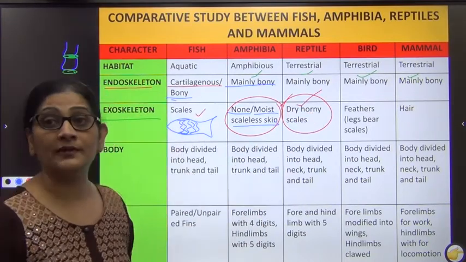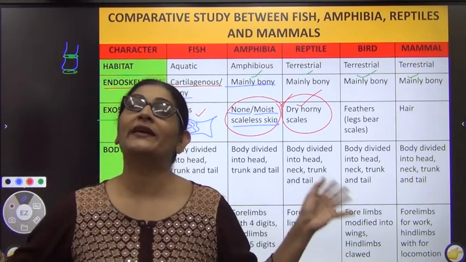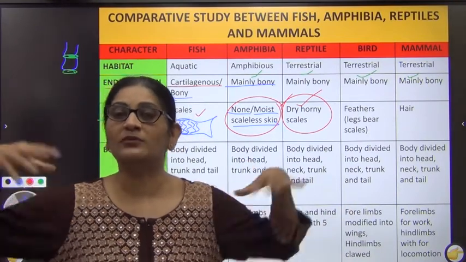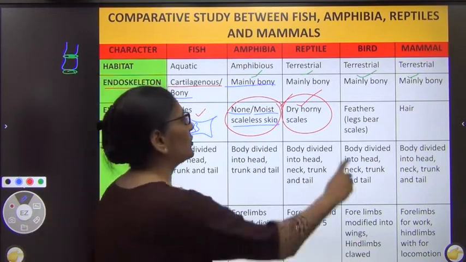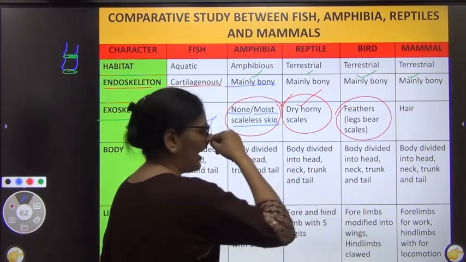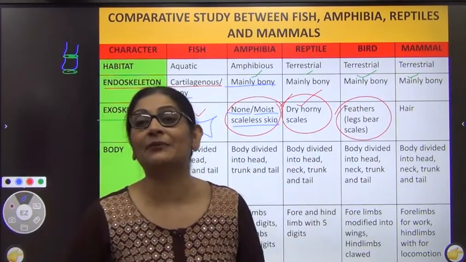Now let us come to birds. Birds' exoskeleton is feathers. They give warmth and they also help in flight. So it is basically feathers, and in the legs, now this is something interesting.